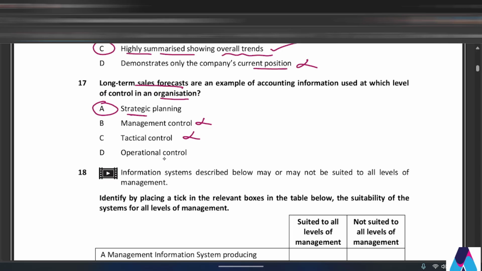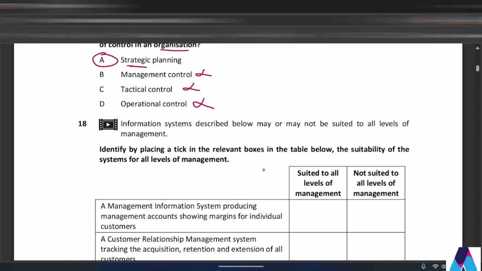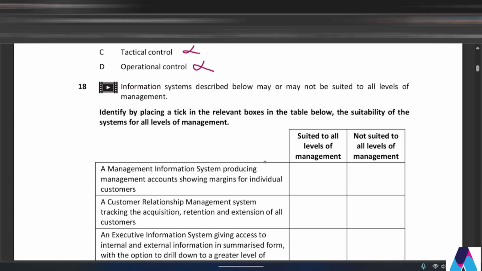They are short term, detailed, right? They are short term, therefore they cannot predict the long term. So long term sales forecasts are only the strategic level planning, okay? So part number A should be correct.